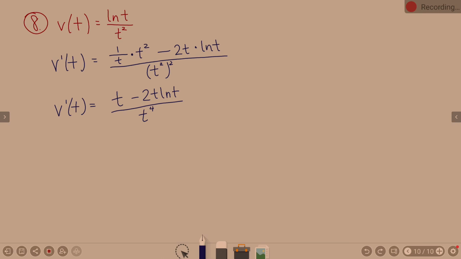Okay. If you catch it here, do you see what top and bottom all have in common? T. They all have a t in common, right? So if you catch it here, you can look at the fact that they all have a t in common, and that will clean up a little bit nicer. So if we cancel a t out of everything, it's 1 minus 2 natural log of t over t cubed.